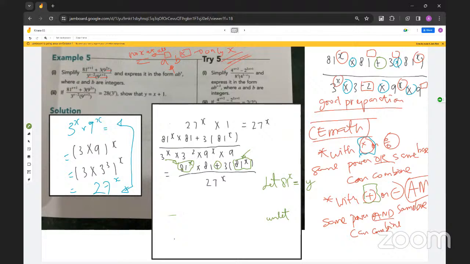So please write down the result for now because you are pretending that 81 power x is y. Just write down first. And then you should be able to see what you can do. Look, change it to y first. Don't think about combination. Change it to y first.